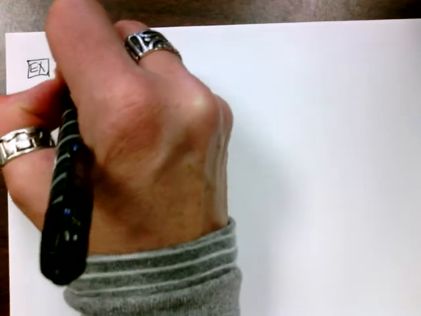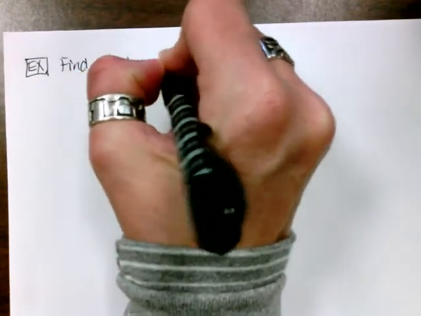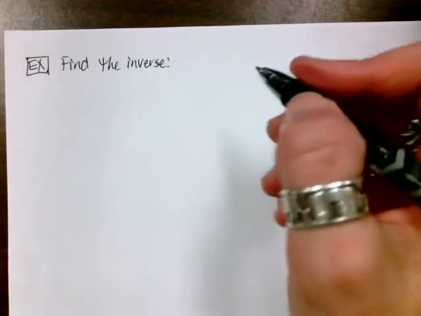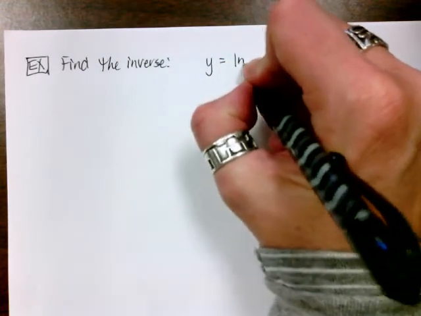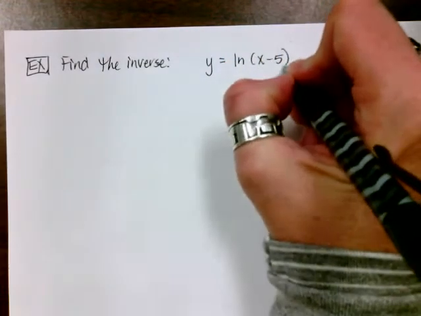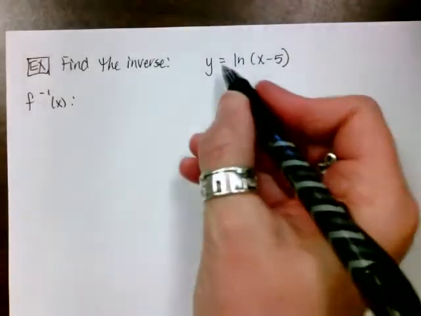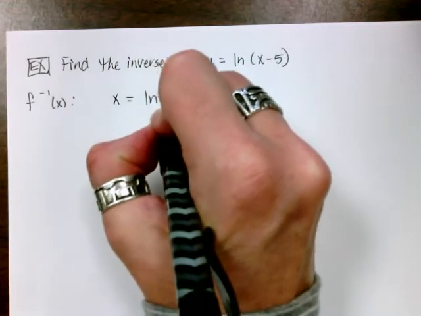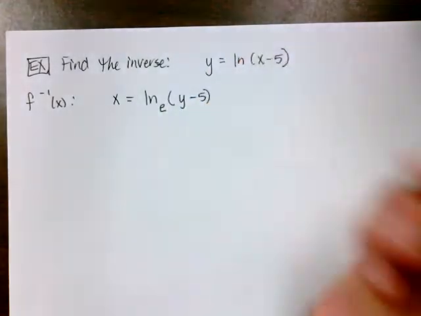Okay? Again, I'm still trying to find the inverse just so you can get comfortable with this process of switching between the two forms. All right, this one is going to be y is equal to the natural log of x minus 5. So when I do my work to find the inverse, I'm going to flip-flop. So I'm going to get x is equal to the natural log, I'm going to write the base e, of y minus 5.